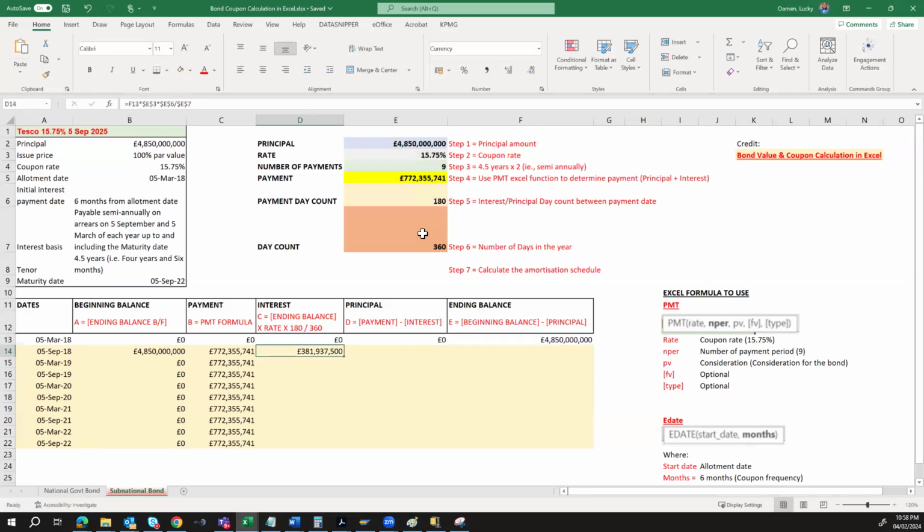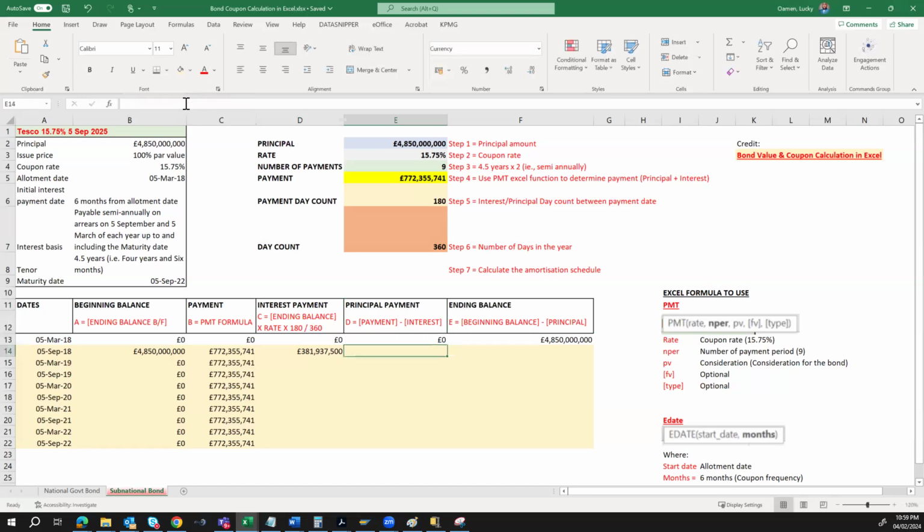All right. Great. So I have this amount as my interest payment. So this interest payment, like I mentioned, is part of the payment that you've calculated using the PMT formula. So you expect to have a payment of 772 million, and out of which 381 relates to interest payment. Right, I can just type it in full, interest payment, and this relates to principal payments.